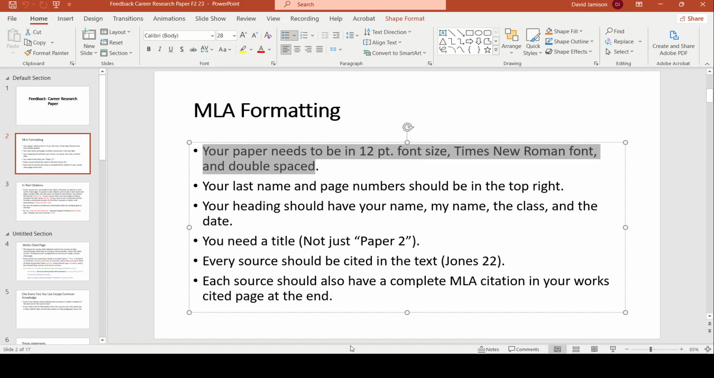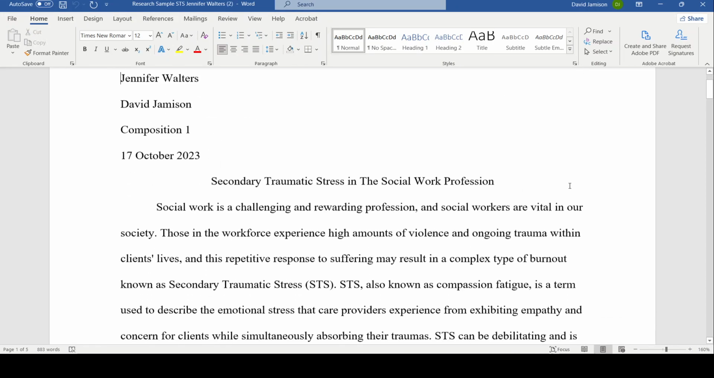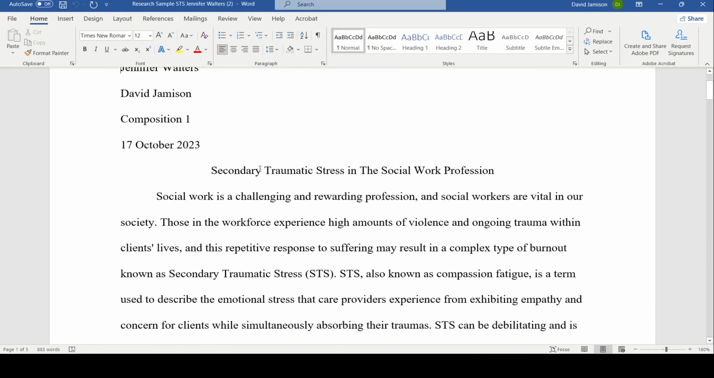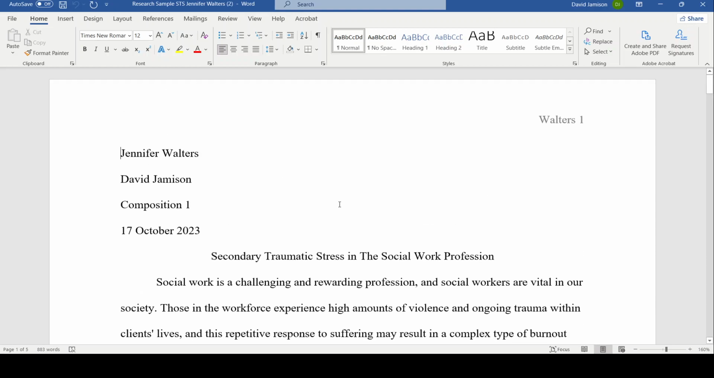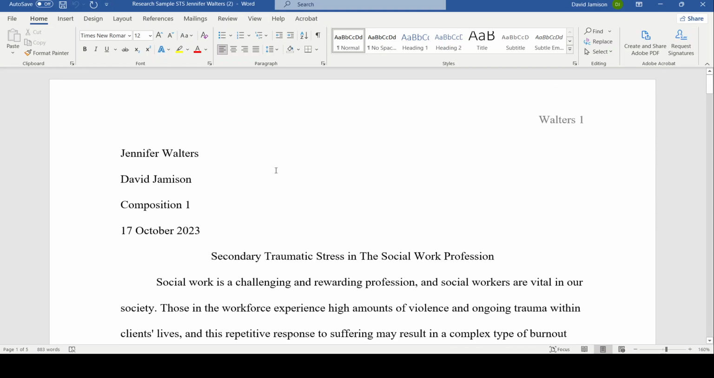This here is not Times New Roman. Times New Roman looks like this. Here in our sample, you can see all the little marks on the outside of the words. That's what Times New Roman is. You can select that by going up here. You can select 12-point font up here as well. And also double spaced, that's standard for any of these research papers.